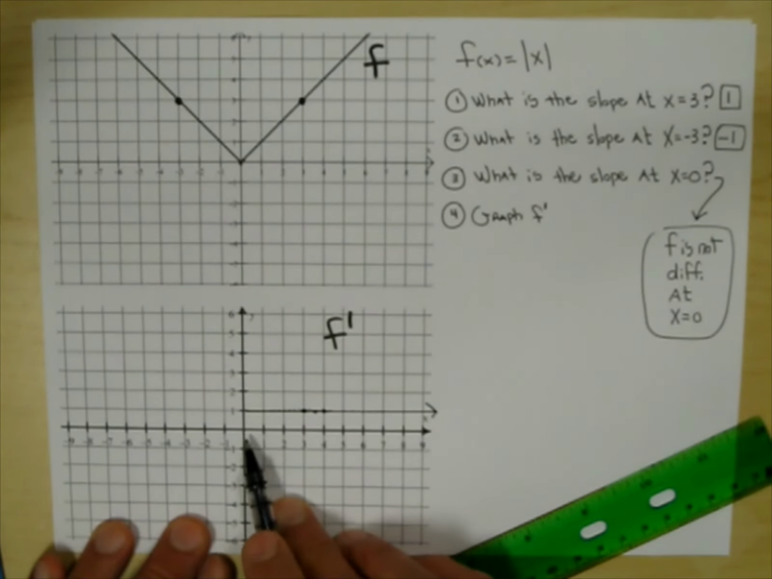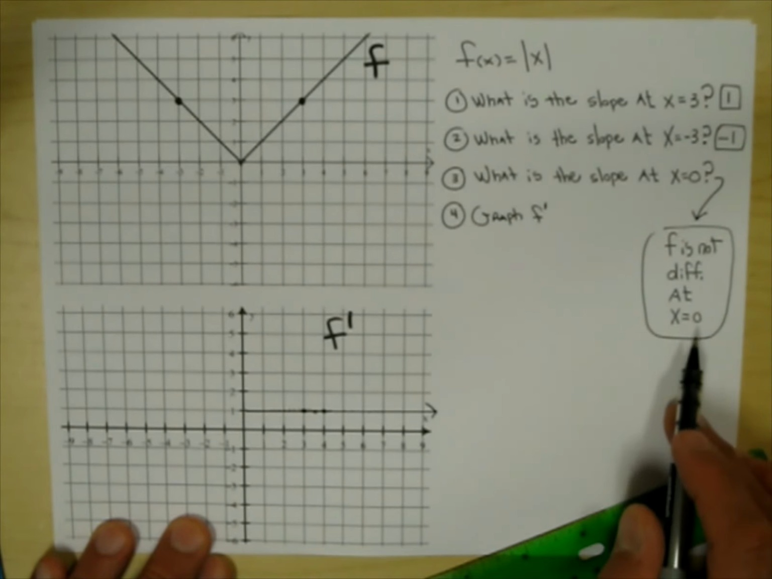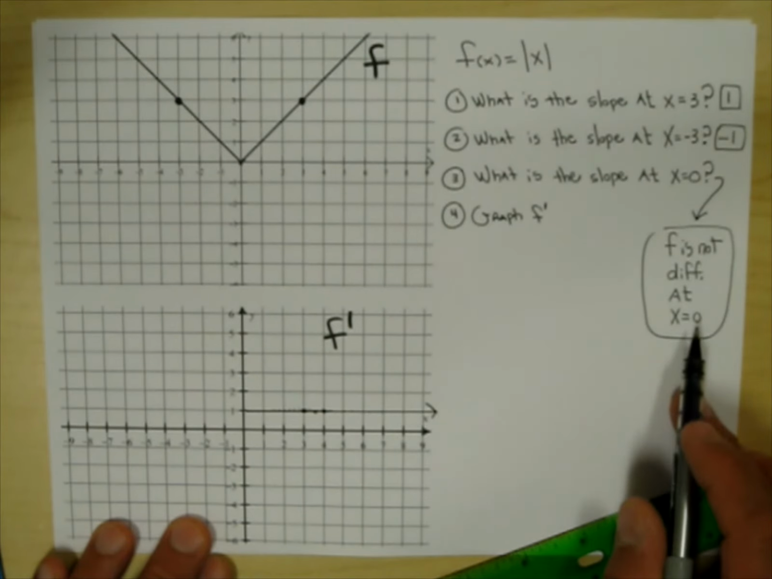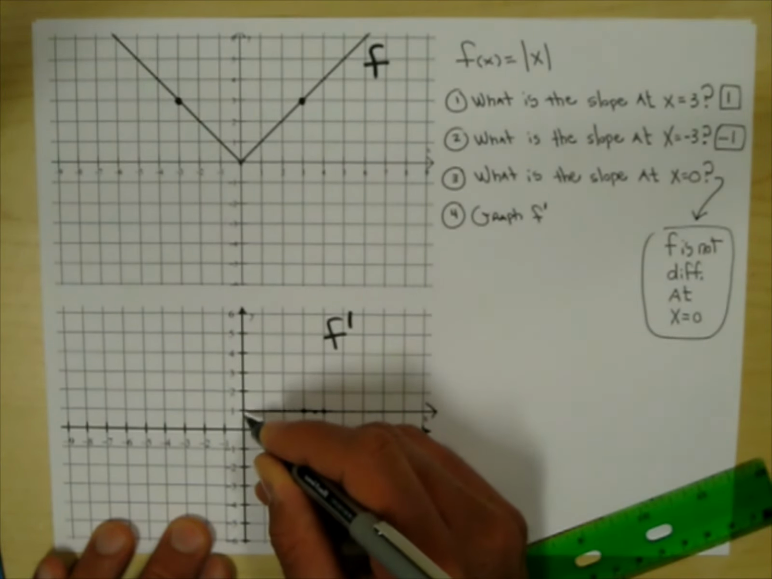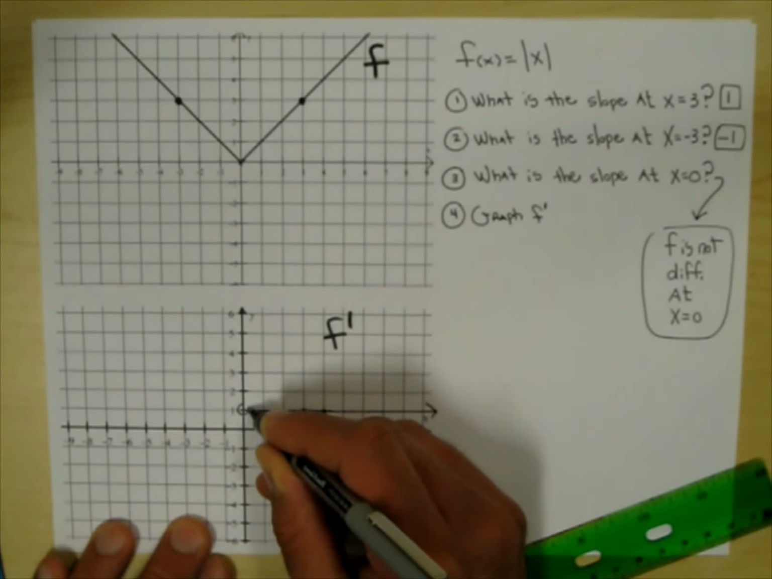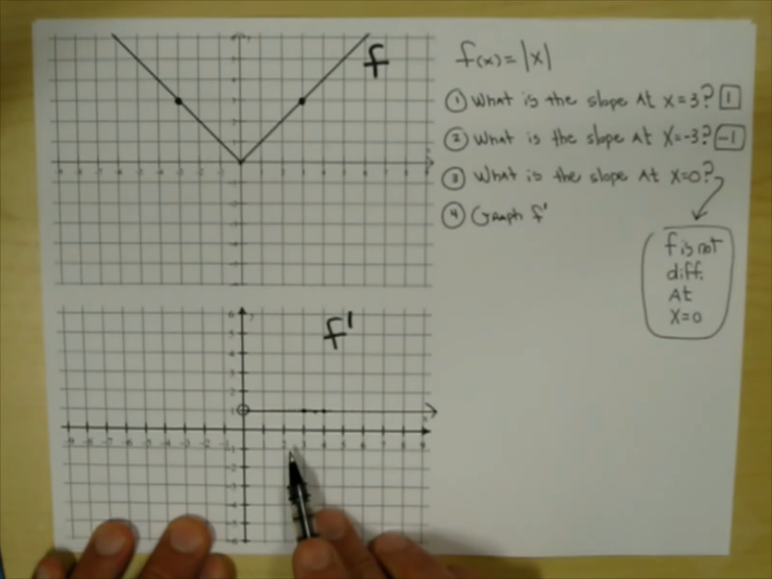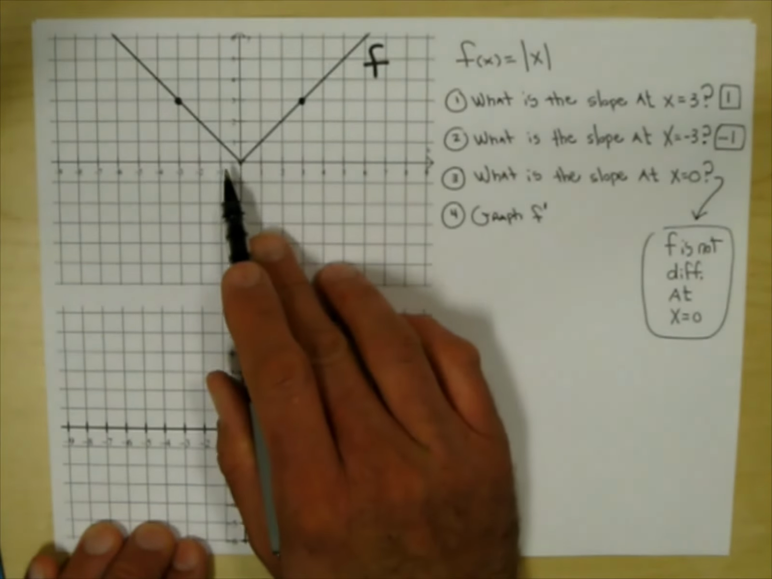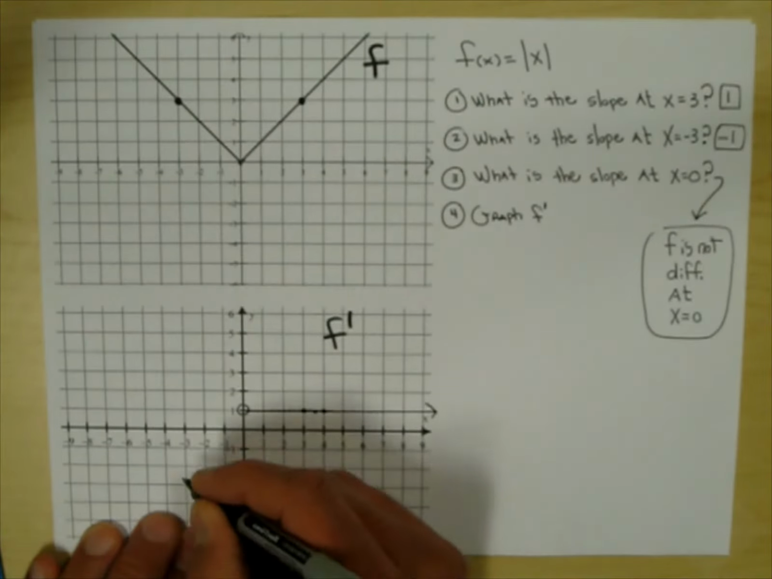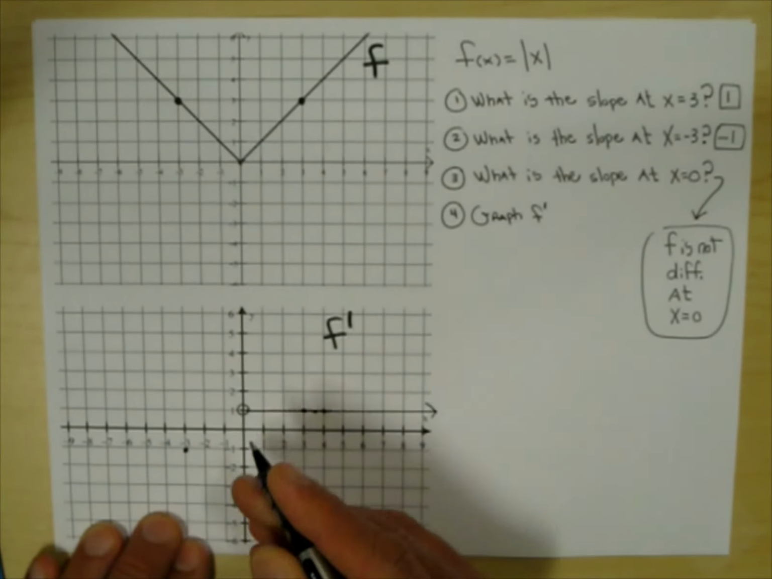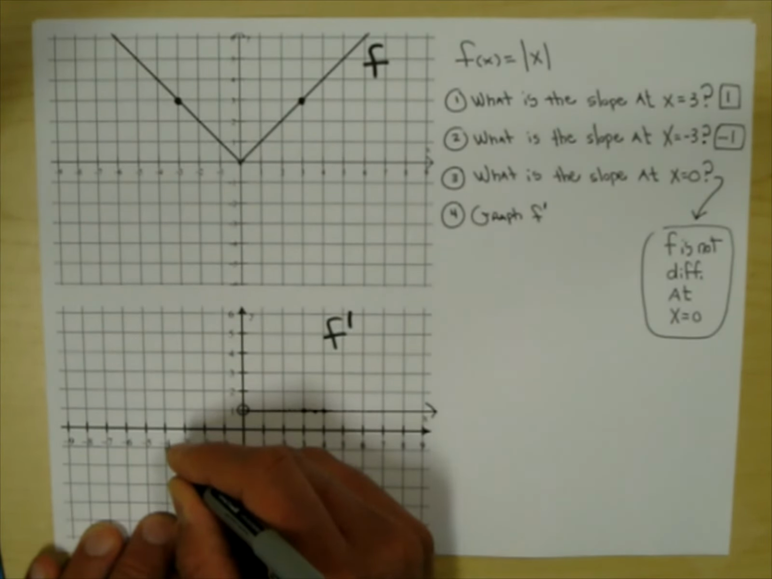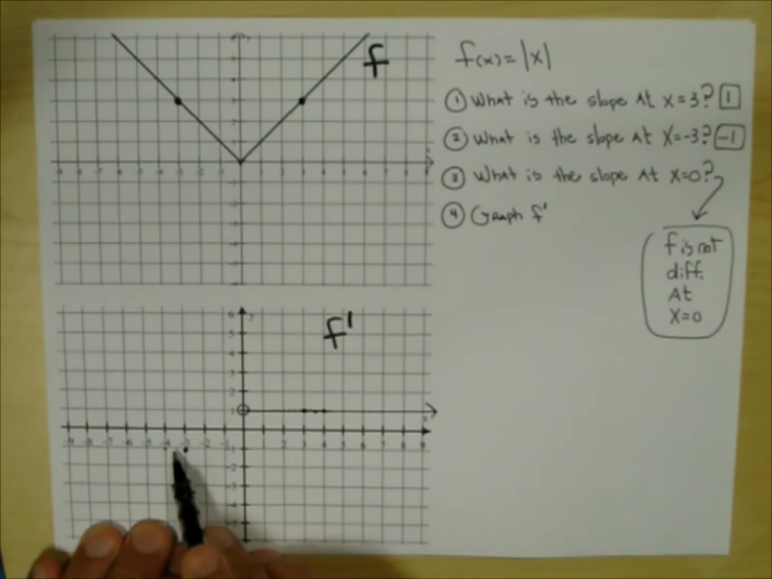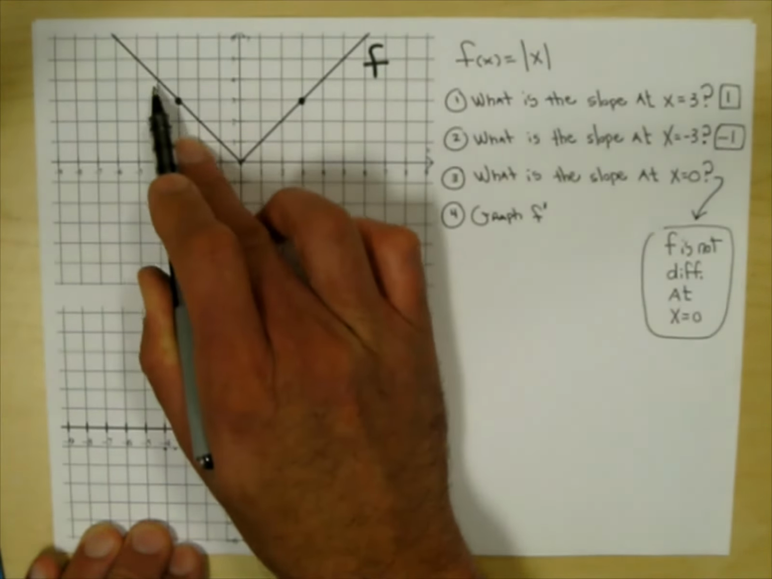Now, the slope at 0 is undefined. So I'm going to go ahead and put an open circle there. Now, what is the slope at -3? It's -1. And the slope at -4 is -1, and the slope at -3.5 is -1, and slope here is -1, and slope here is -1. We're talking about the slope of that graph.